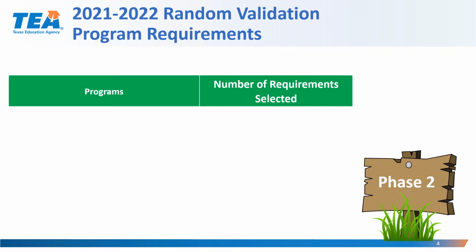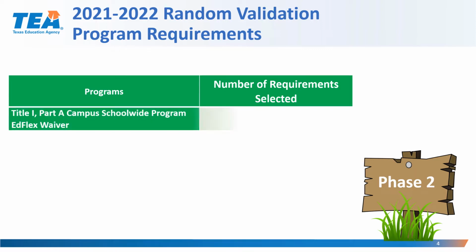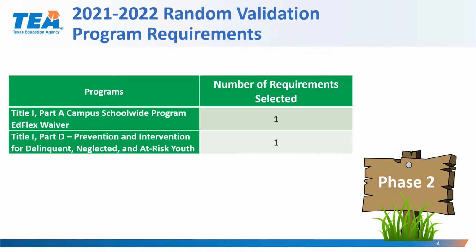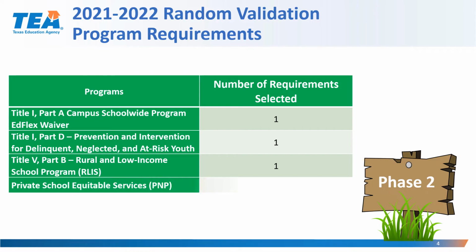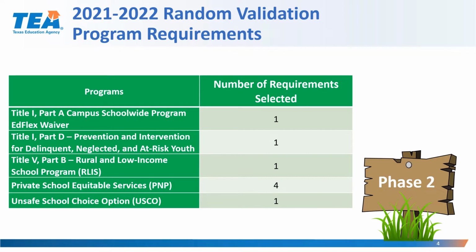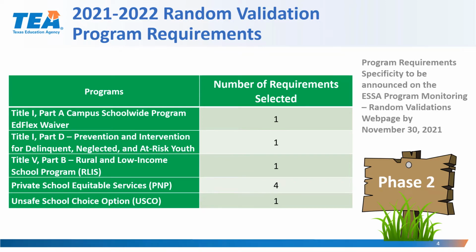We will now take a look at the program requirements, or the number of program requirements selected in Phase 2 of the random validation process for the programs. For Title I Part A Campus School-Wide Program EdFlex Waiver, 1 requirement has been selected. For Title I Part D, 1 requirement. For Title V Part B, 1 requirement. For Private School Equitable Services, we will select 4 requirements. And for Unsafe School Choice, 1 requirement.